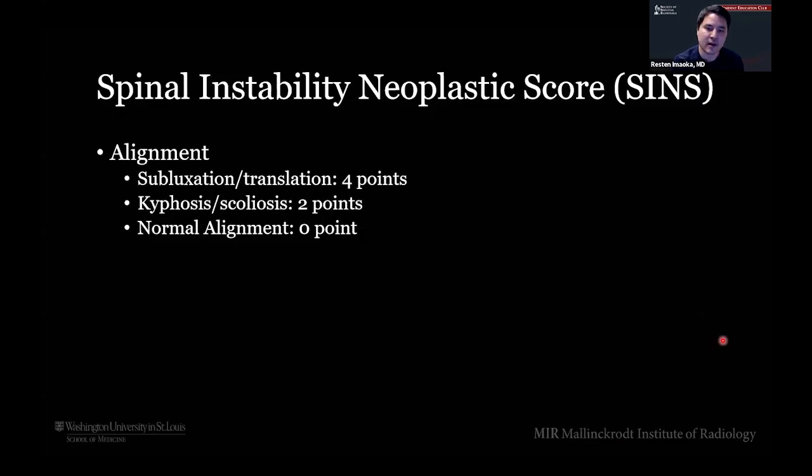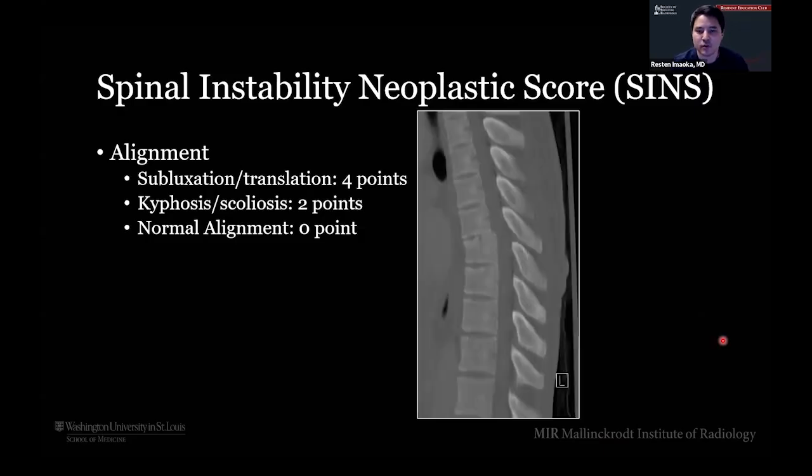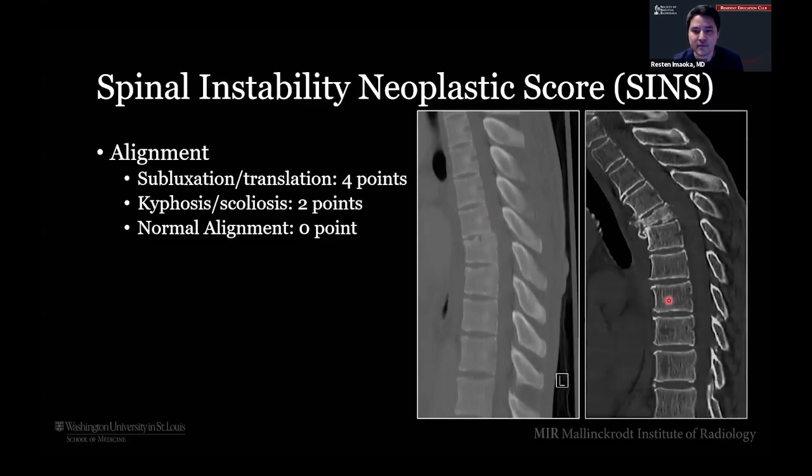Alignment, again, is something assessed both on physical exam and on imaging. If you've got somebody with subluxation or translation, that's very bad. 4 points is a lot. This person here has a little bit of anterior subluxation within their T-spine. If they're kyphotic, like this one here with this pathologic fracture, that's also 2 points. So any of these things are signs of potential instability and are going to give you more points.